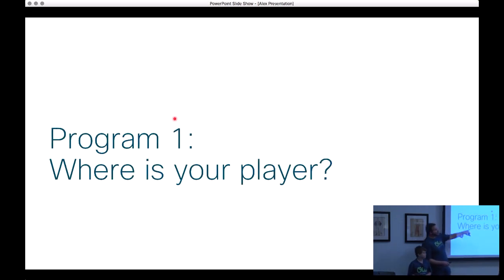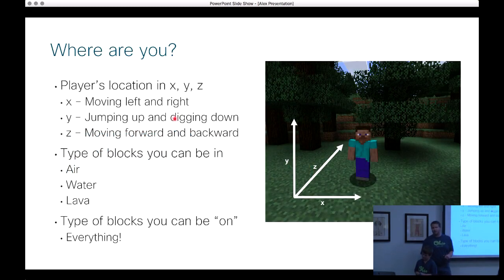Our first program was where is our player? Finding out information like that. And so Alex, what is our goal in this very first program? So first we have to find the X, Y, Z coordinates. X moving left and moving right. Z moving forward and moving backwards. And Y moving, jumping up and digging down. Exactly. So when you're playing Minecraft, whether you realize it or not, every location inside of the map has these coordinates. And so we can ask Minecraft what they are and then build up from that spot.